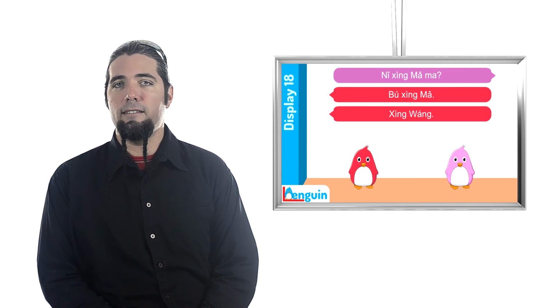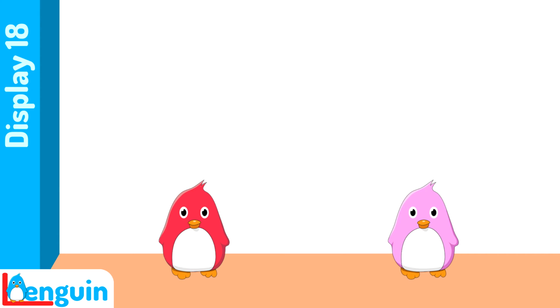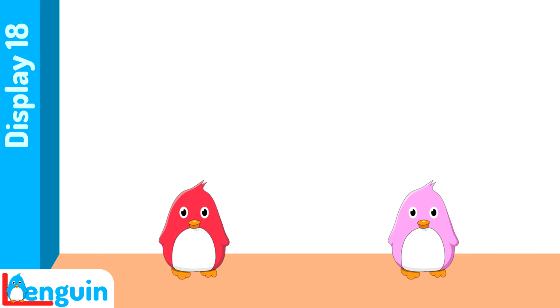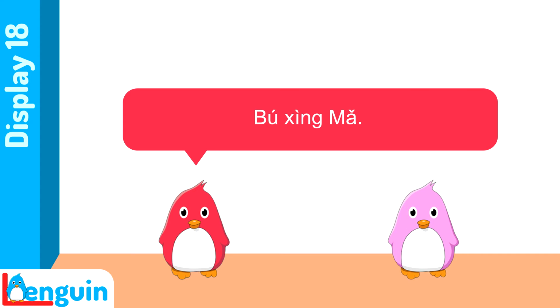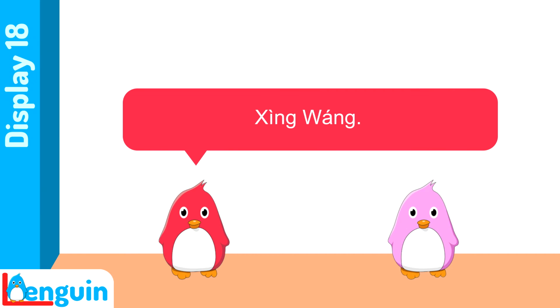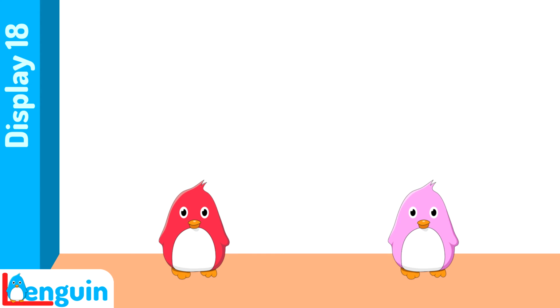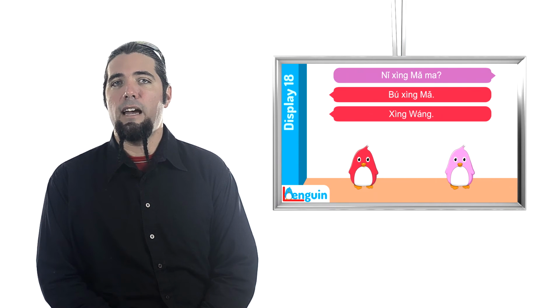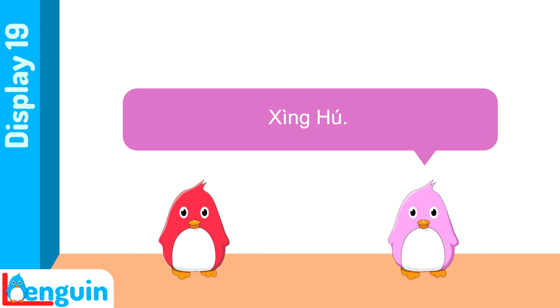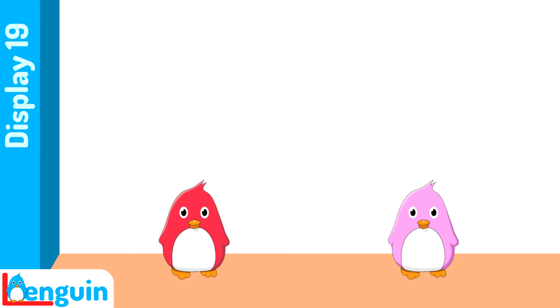Here's a word-for-word translation using not for 不. You are surnamed Ma? 你姓马吗？ Not am surnamed Ma. 不姓马。 Am surnamed Wang. 姓王。 Now let's see if you can follow this live conversation. Listen carefully. 你是方小姐吗？ 我不姓方，姓胡。我是胡美玲。 Try translating it.